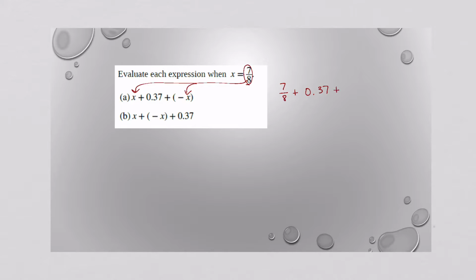0.37 plus negative 7/8. Now, thanks to the commutative property, I'm allowed to add in any order, and look what happens whenever I add 7/8 plus negative 7/8. I get 0. Anything plus its opposite gives you 0. So now I can do this math pretty easy in my head, and I get an answer of 0.37. Okay, same thing goes down here. I'm going to put 7/8 in for this x and this x. And look, it winds up being the same problem, so I get 0.37 there.